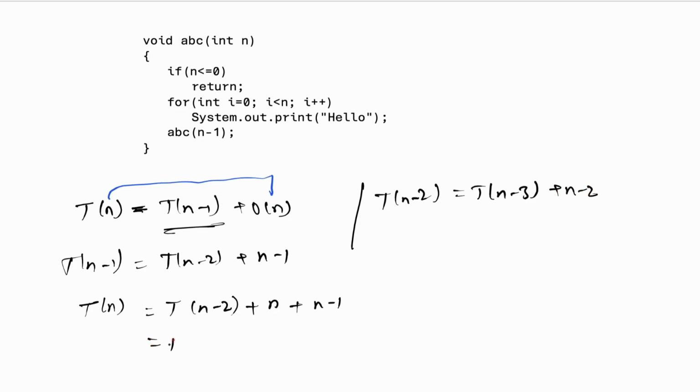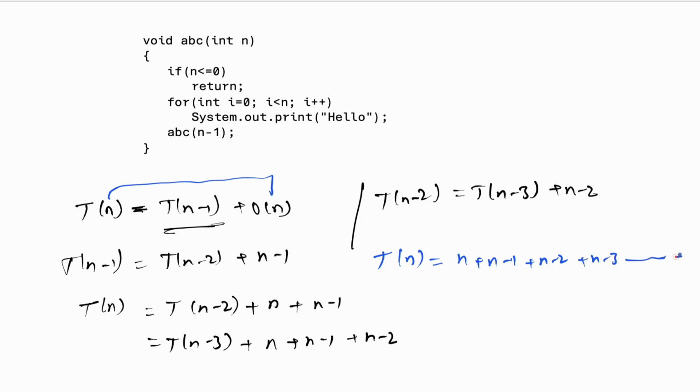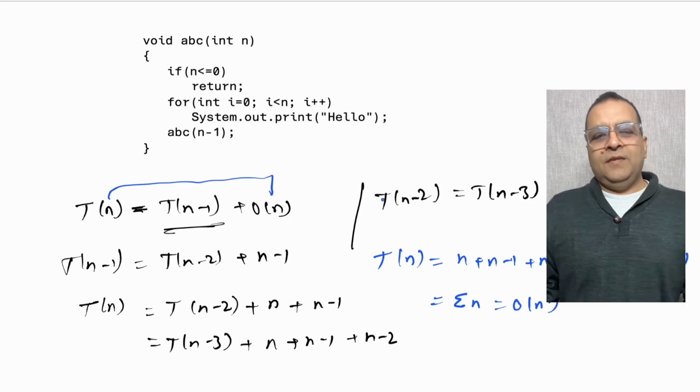So this will come out to be T(n-3) plus (n-1) plus (n-2). So this way, if you expand this entire equation, you will get that T(n) is n plus (n-1) plus (n-2) plus (n-3) and so on plus 1. This is the summation of n, and you know that the summation of n is order of n square. Therefore, even this comes out to be order of n square.